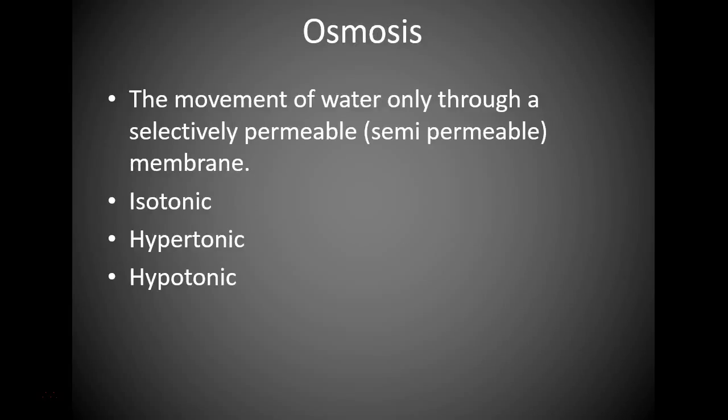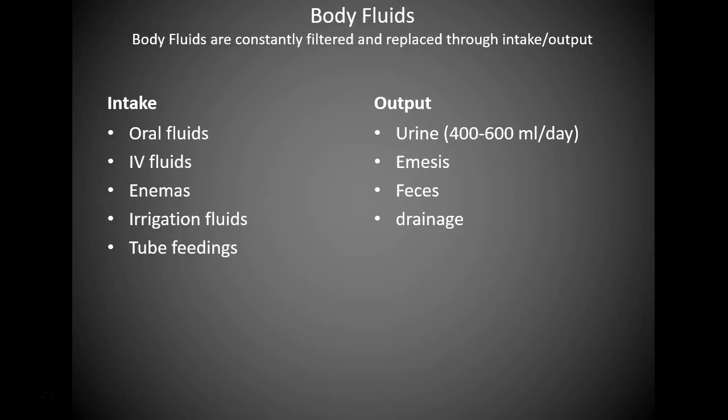For osmosis, it's the movement of water only through a selectively permeable or semi-permeable membrane. This could be isotonic, hypertonic, or hypotonic, and we'll cover those a little bit later. So bodily fluids. Bodily fluids are constantly filtered and replaced through intake and output. Intake is oral fluids, IV fluids, enemas, irrigation fluids, tube feedings. Output is urine, which is roughly 400 to 600 milliliters a day. Output could be emesis, feces, or drainage.